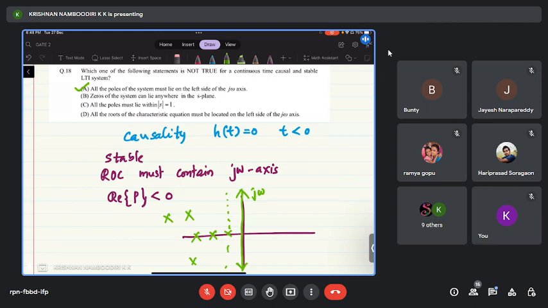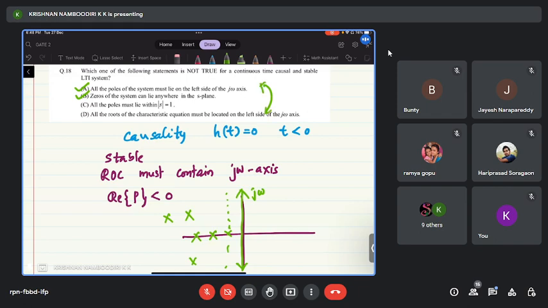Now, the second point, I will tell you, zeros can be anywhere, okay? So zeros are not going to affect the causality or the stability of the system. So the second point is also correct. Now the fourth point, all the roots of the characteristic equation must be located on the left side of the j omega axis. That is nothing but the first statement.